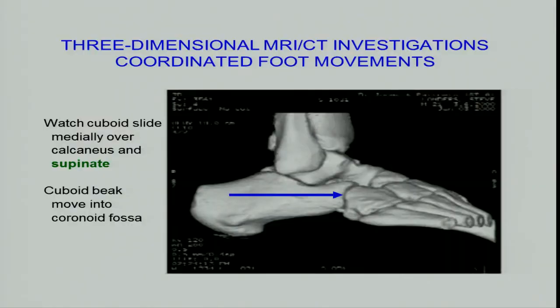So watch at first the calcaneo-cuboid joint, and the cuboid will slide medially over the calcaneus and it supinates. So we're going to get outward angulation and the central forefoot segment is going to supinate, which is what we observed with our clinical studies. And then in the next stage you can see the talus go backwards.